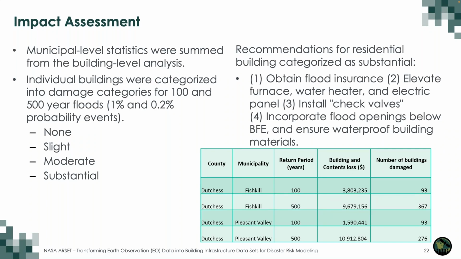So on the right, you see a table in the bottom right corner to give you an idea of the data that's available. So we've got the county and the municipality, the storm return period, and the building and contents loss in US dollars, and the number of buildings damaged. In each building, we've also got it flagged by whether or not it's critical infrastructure. So you can look at critical infrastructure building footprints and know whether or not it's going to be damaged, slight, moderate, or substantial under both flood scenarios as well.